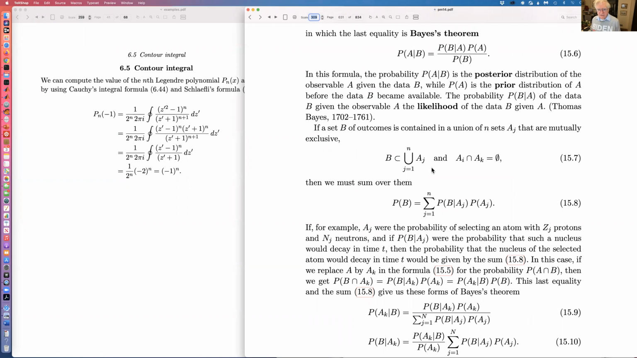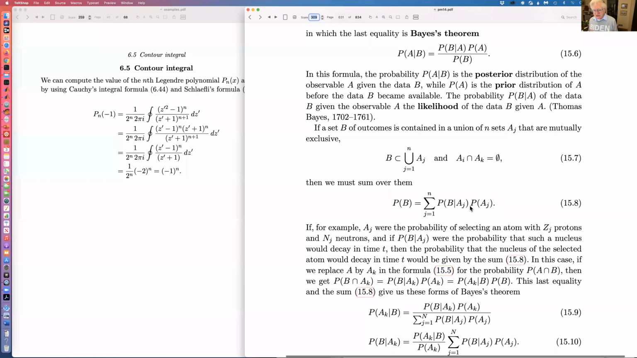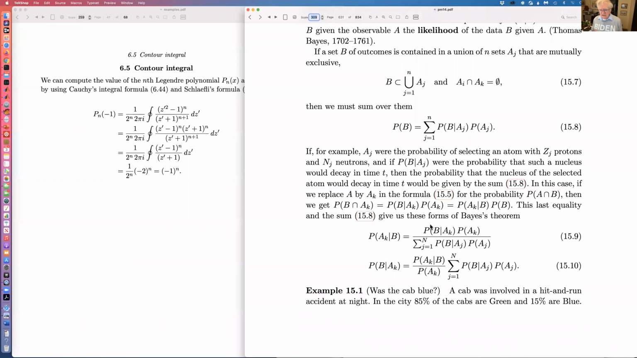Sometimes the set of outcomes can be in another set of outcomes. So in other words, the set of outcomes B can be contained in the union of n sets AJ that themselves are mutually exclusive. So B is inside there. Then what we would say is the probability of B is the sum of the probabilities of each of the mutually exclusive sets AJ times the probability of B given AJ. And so that gives us new forms of Bayes' law.